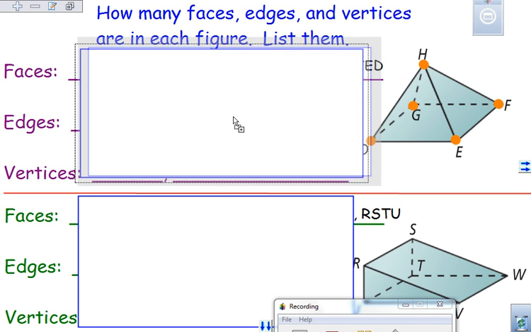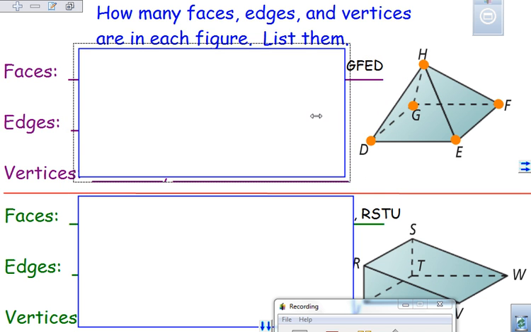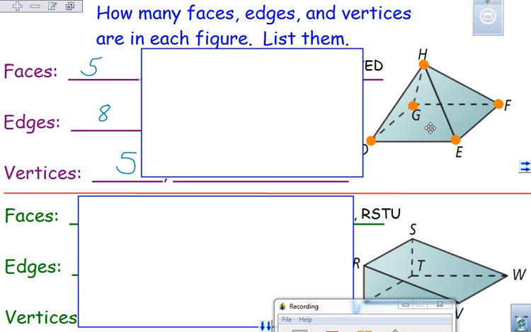So for faces, edges, and vertices, what we can look at is 5 faces. We have the bottom and then 4 lateral faces. Edges would be these segments, so that's 1, 2, 3, 4, and then 4 on our base for 8. And the vertices would be these orange dots for 5.